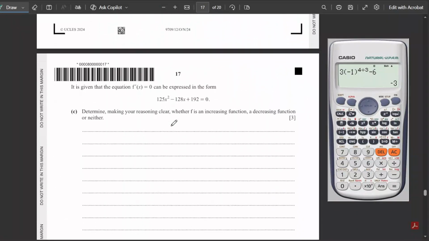Okay, part C says, it is given that f'(x) is equal to 0. So what does this mean? This means the derivative is equal to 0. When is the derivative equal to 0? The derivative is equal to 0 at a turning point, at a stationary point, at a maximum or a minimum. So they say that you can basically write the derivative as this equation.